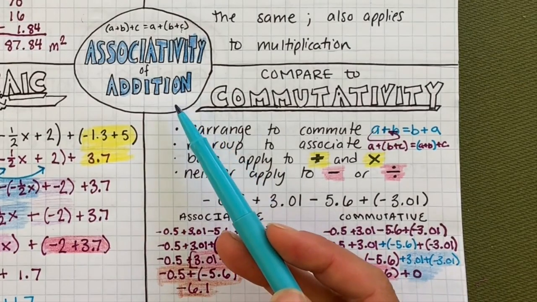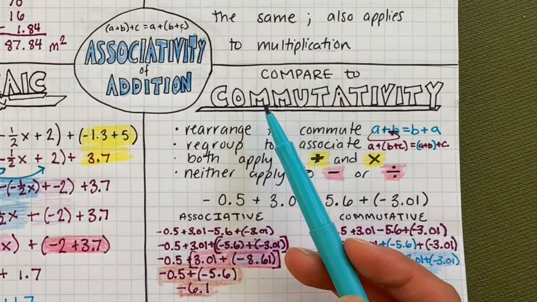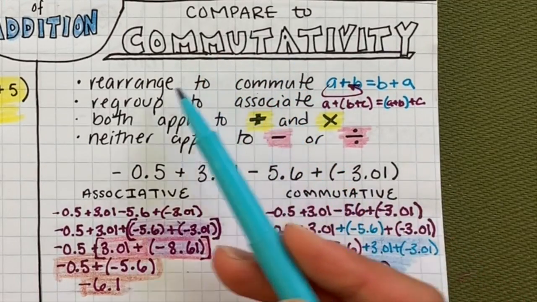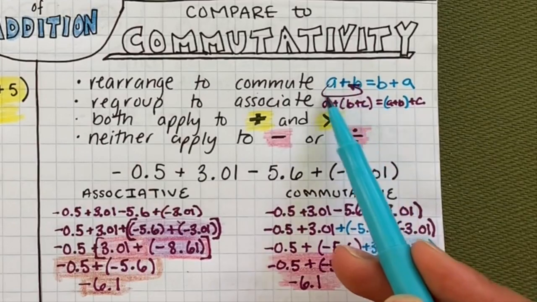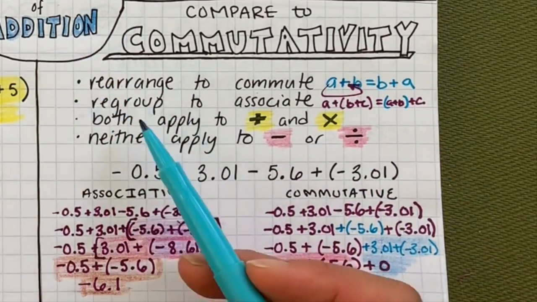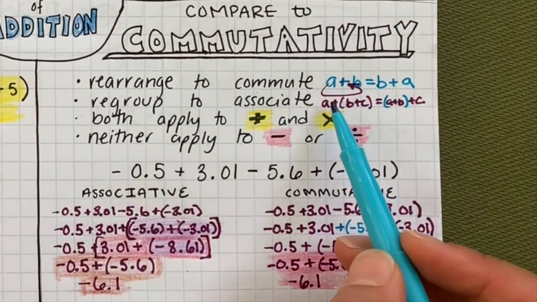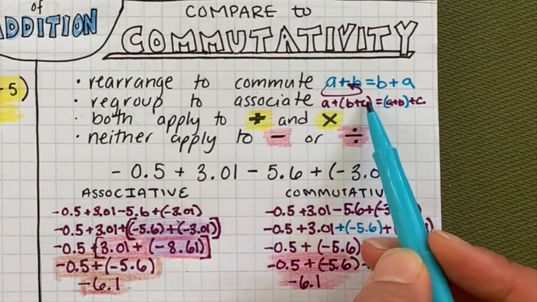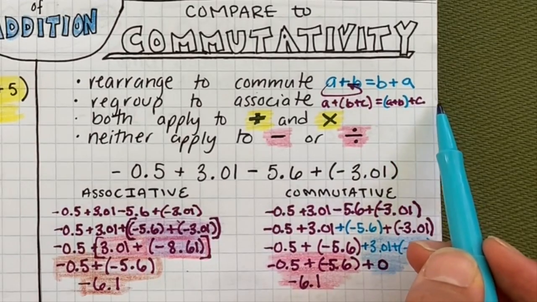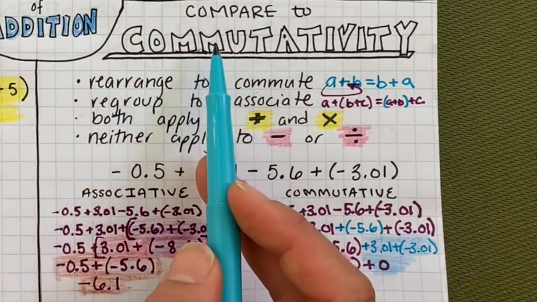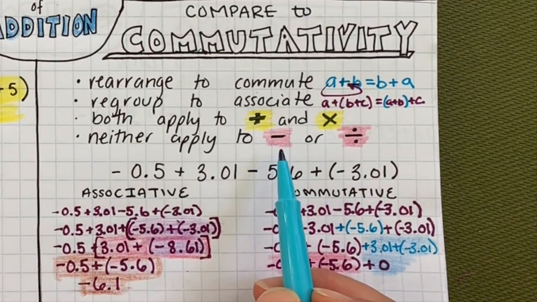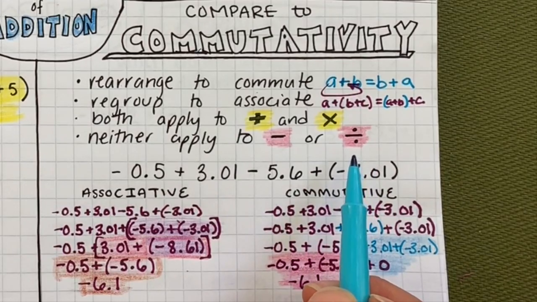In order to better understand associativity, let's look at something it's not. Associativity is not commutativity. Commutativity is when you rearrange values and put them in a different order. Associativity is regrouping values. So A plus the quantity of B plus C is the same as A plus B and then adding C. Associativity and commutativity both apply to addition and multiplication. Neither of them apply to subtraction or division.